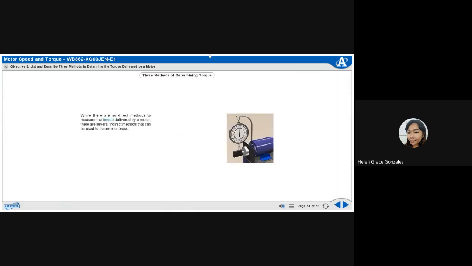While there are no direct methods to measure the torque delivered by a motor, there are several indirect methods that can be used to determine torque. Prony brake, current measurements, and dynamometer.